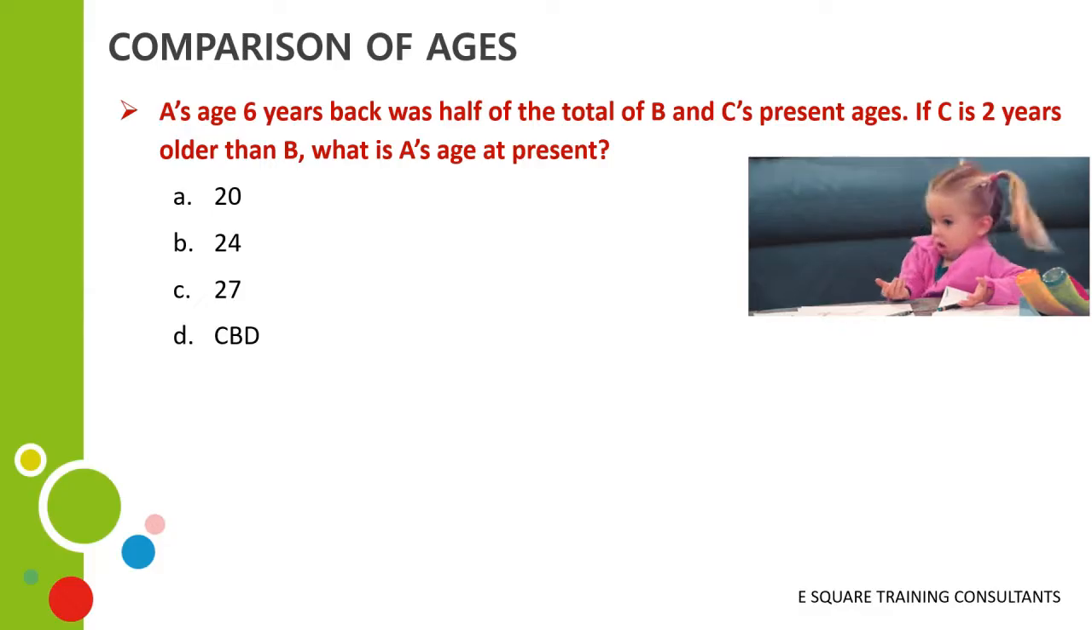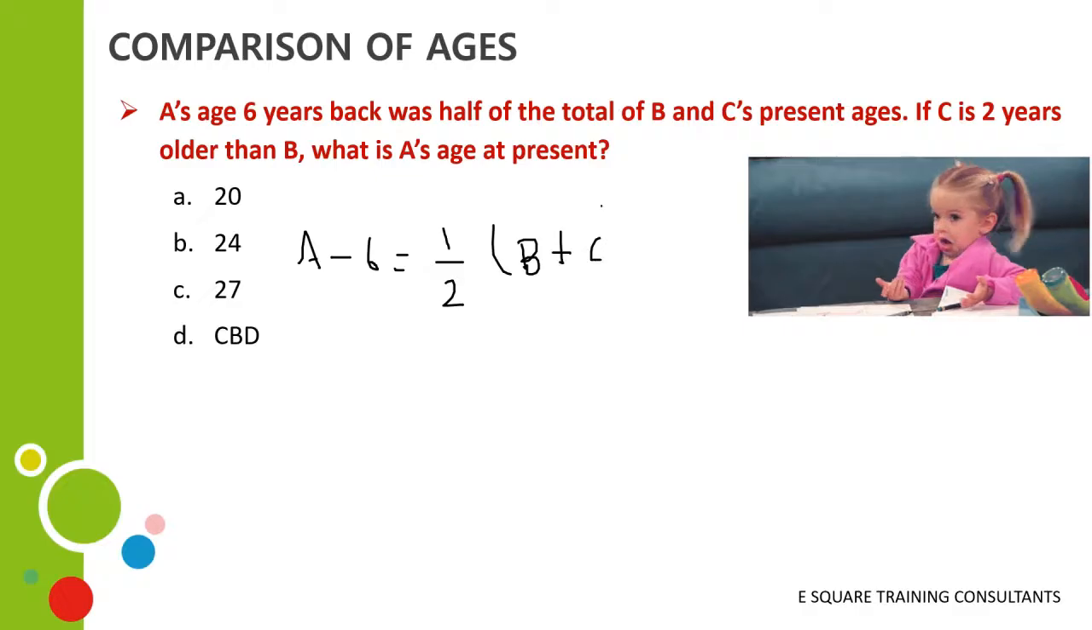The next question is here, and it says A's age 6 years back was half of the total of B's and C's present age. So I'm going to take the present age of A as a, the present age of B as b, and the present age of C as c. So A's age 6 years back, a minus 6, will be equal to half of the total of B and C's present age. So as in the equation we have just framed, you can take 2 to the other side. So this derives to 2a minus 6 will be equal to b plus c.